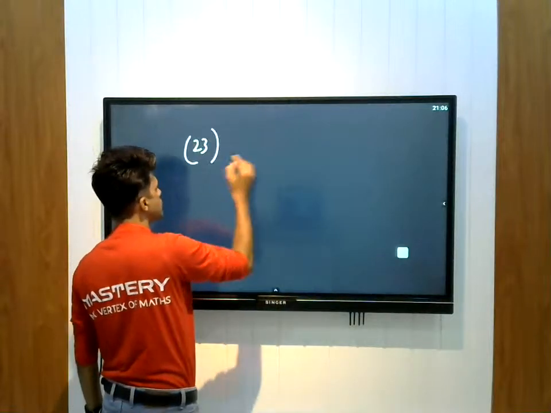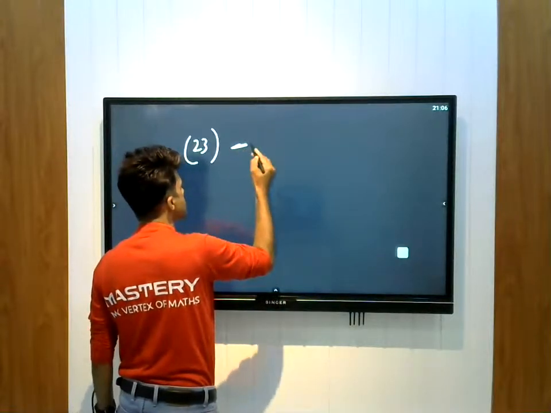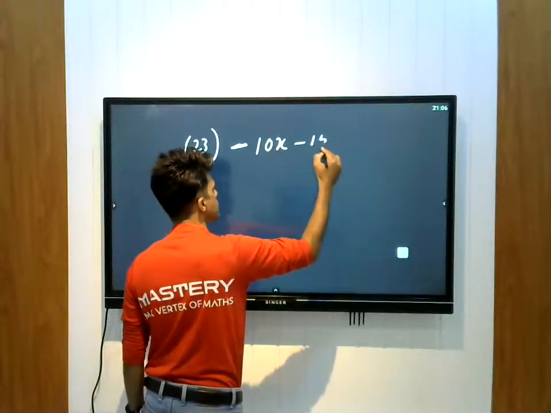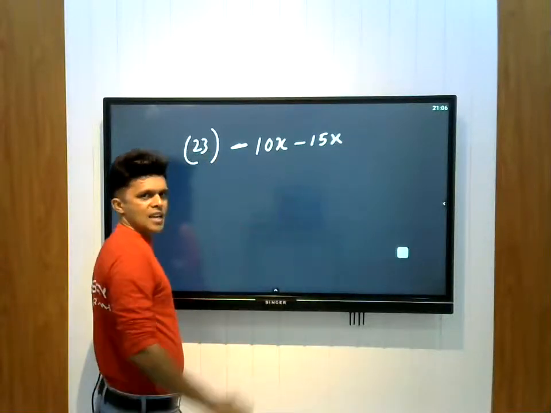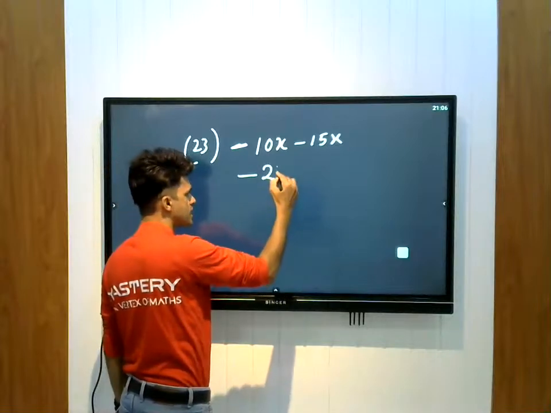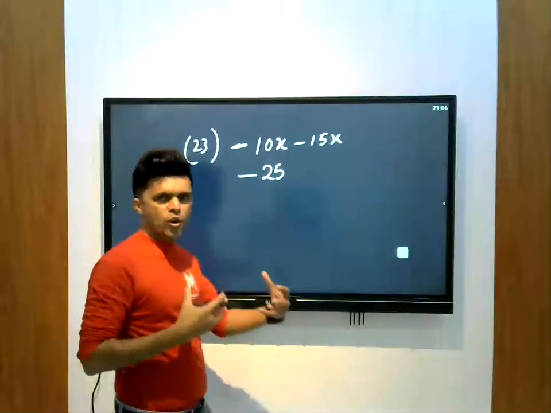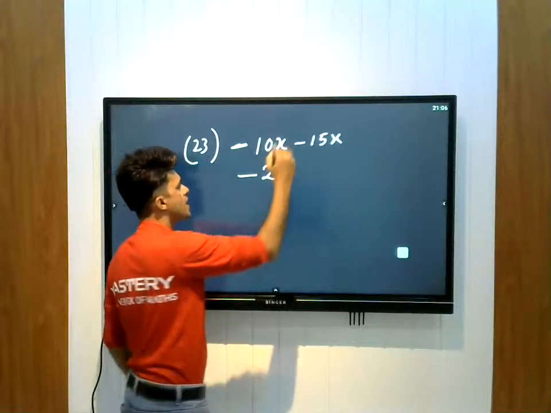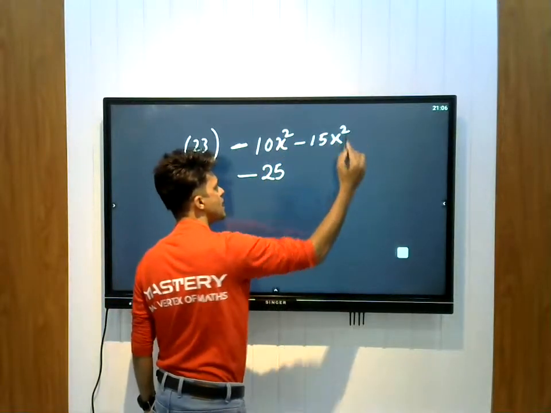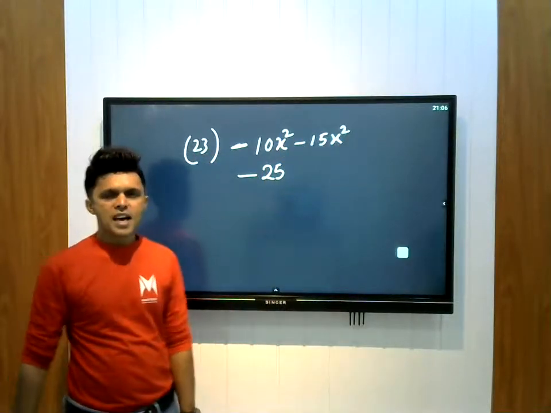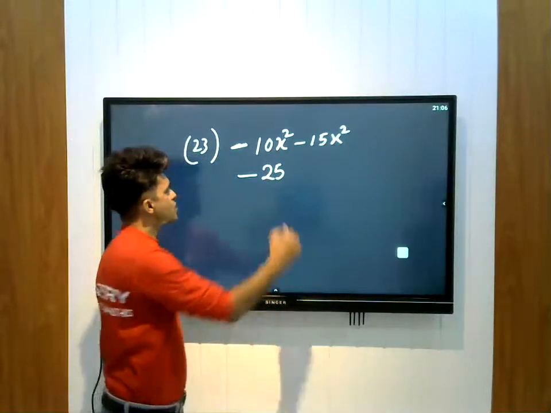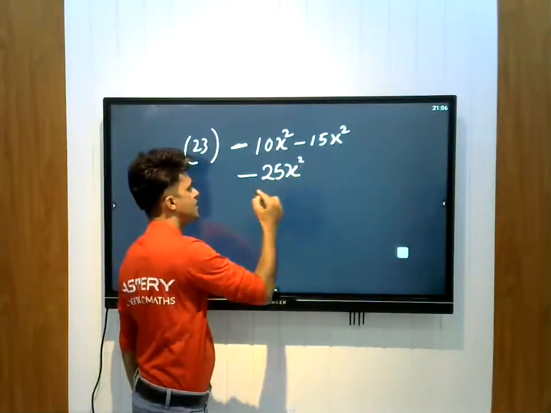We are able to do the 23rd question as well. How can you do this type of one? Minus 10x minus 15x, you know the answer, that is minus 25x. So when you are given minus 10x squared minus 15x squared, what should be the answer? The answer should be minus 25x squared.